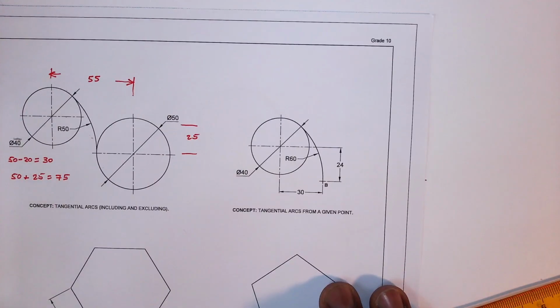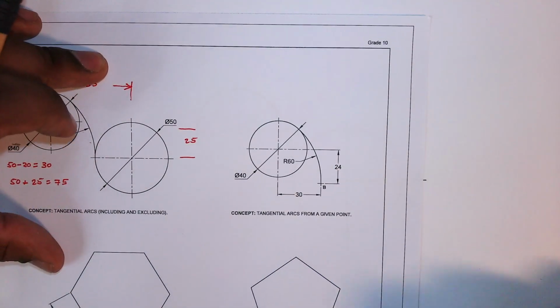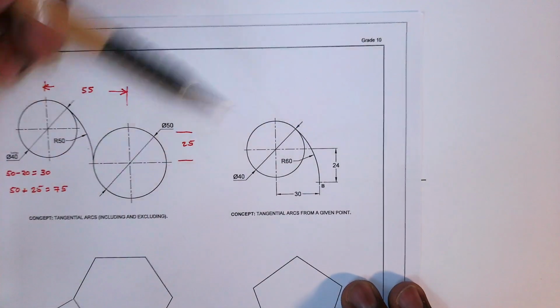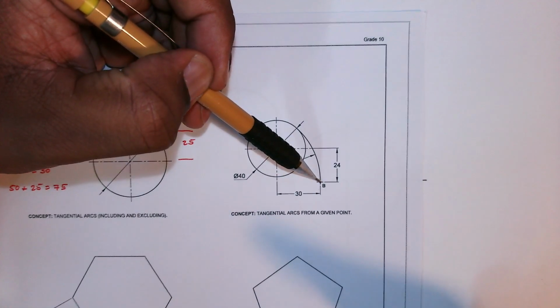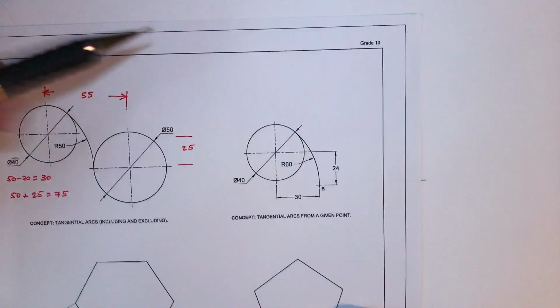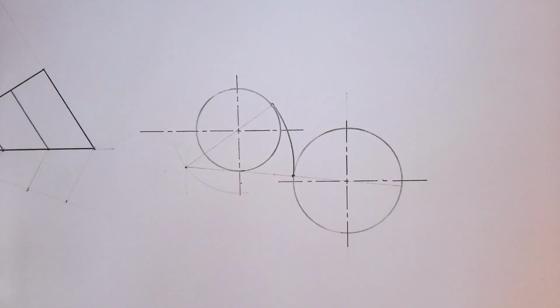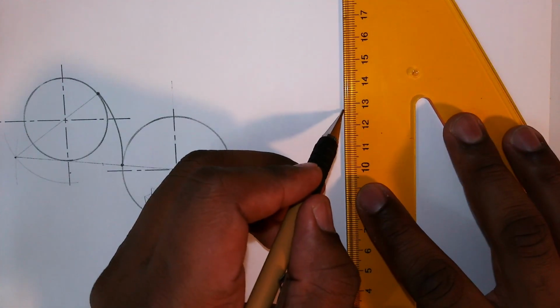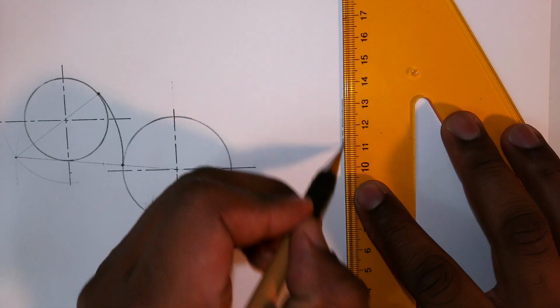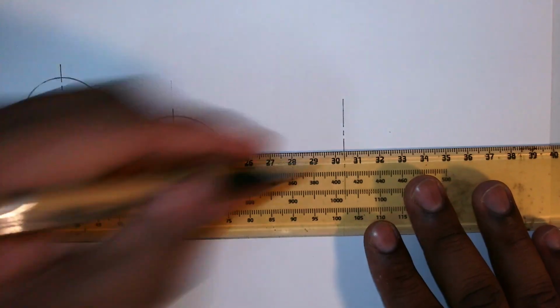Now I'll move to the next figure. This is still the tangential arc concept, but the difference here is that we are given the tangential arc with a point, not a circle. So I'll just quickly draw this figure. I'll start by drawing in the center lines and then draw the circle. I'll move my drawing board to my left-hand side. I'll start with the center lines there, like that.